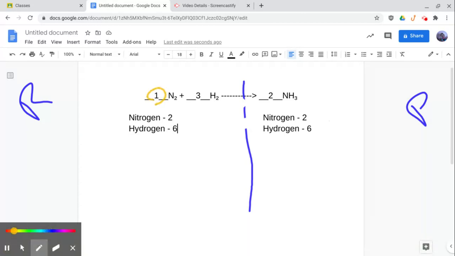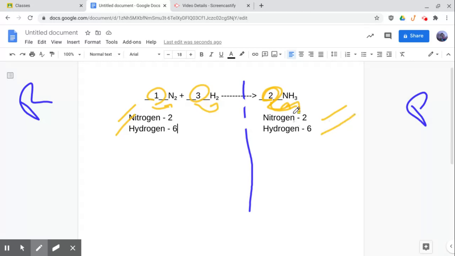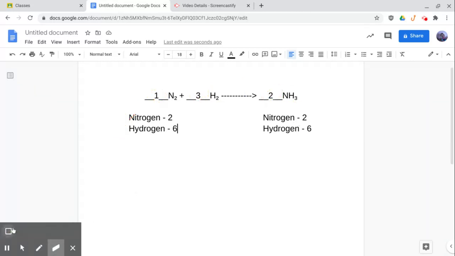A coefficient of 1 multiplied by 2 gives you 2. Check. A coefficient of 3 multiplied by a subscript of 2 gives you 6 hydrogen. Moving on to the product side. A coefficient of 2 multiplied by a not given subscript for nitrogen of 1 gives you 2. And that same coefficient of 2 multiplied by the 3 hydrogen atoms is going to give you a total of 6. So, ladies and gentlemen, we have balanced a chemical equation a second time.